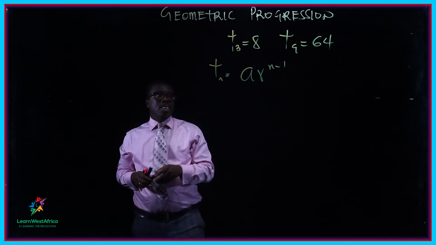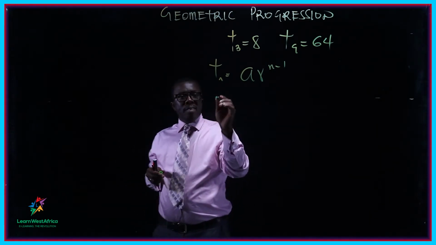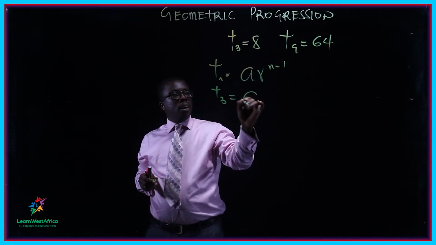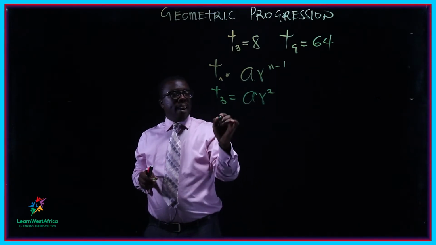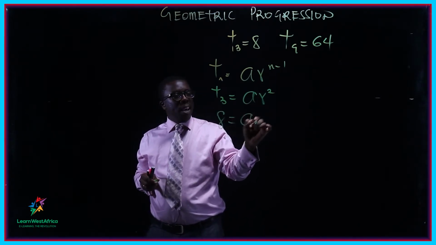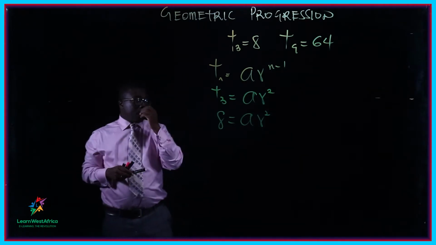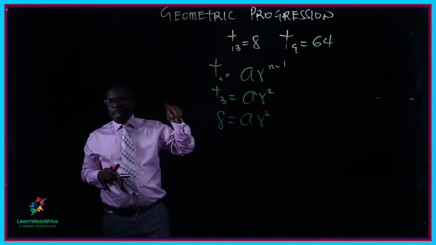Okay? And we are saying that T3, the third term, is 8. So we can just continue from here and say that T3 is equal to AR to the power 3 minus 1. What is 3 minus 1? That's going to give you squared. And we are saying 8 is going to give you AR squared. So that's what the problem tells us: 8 is equal to AR squared. The third term is 8.